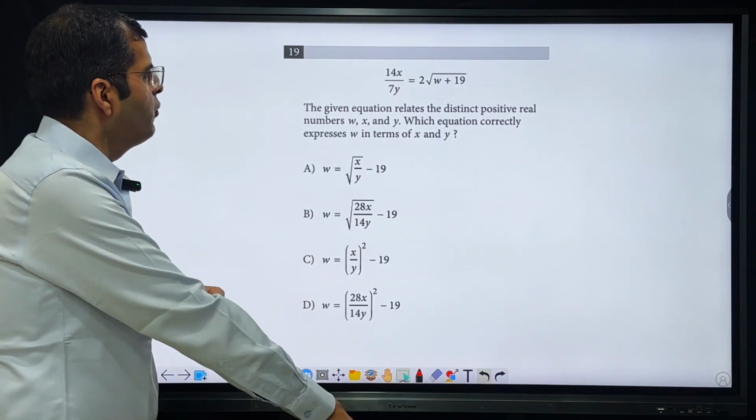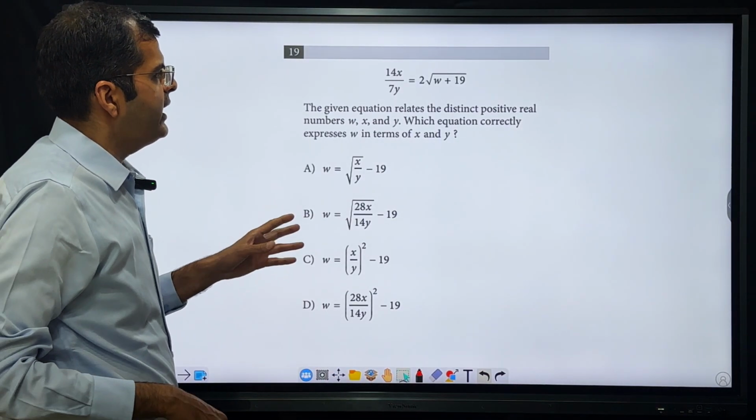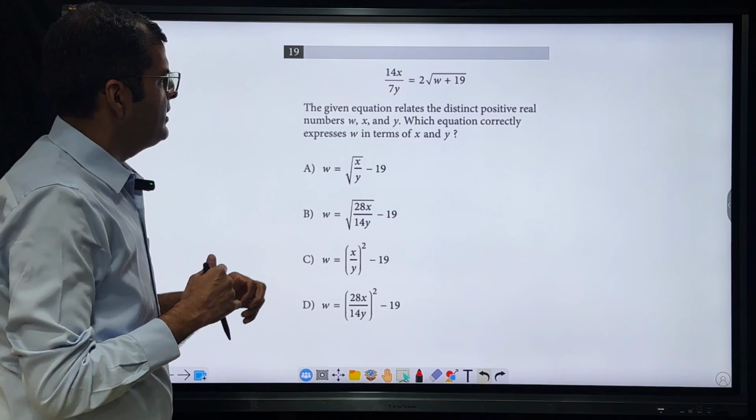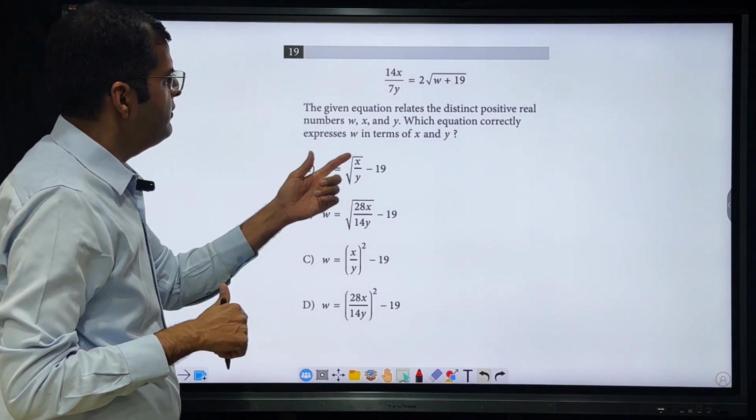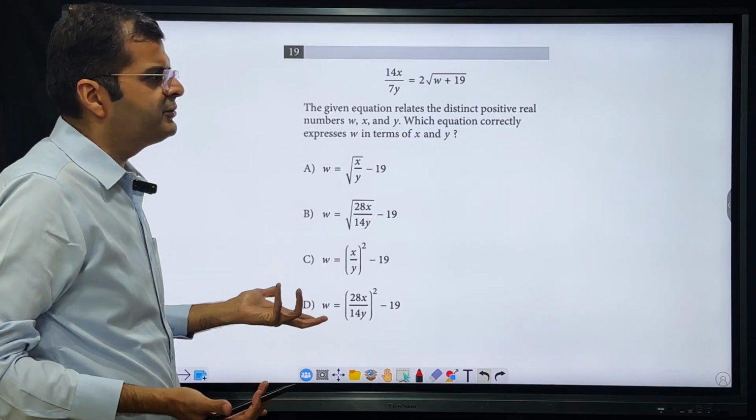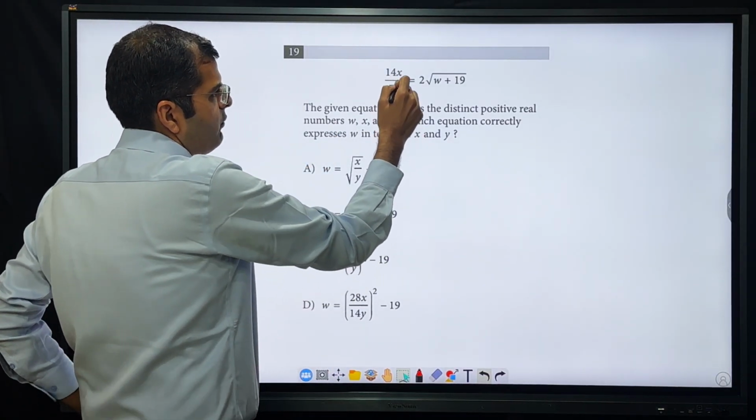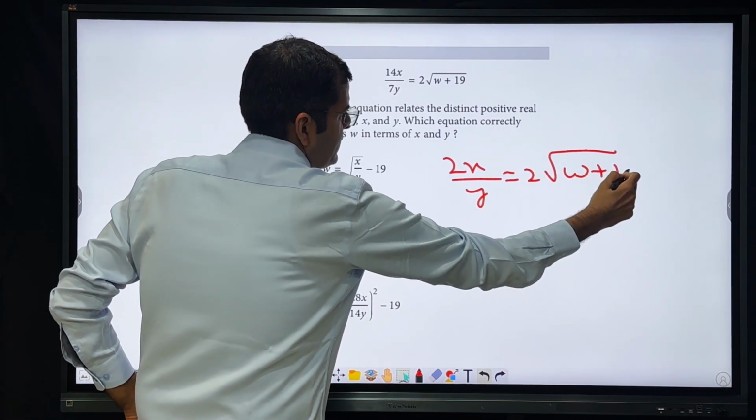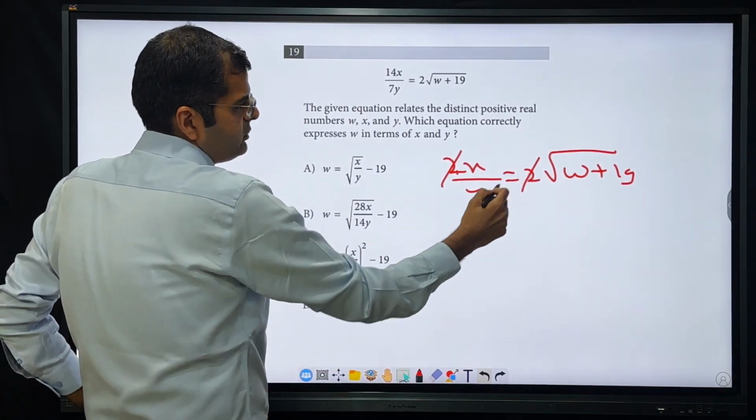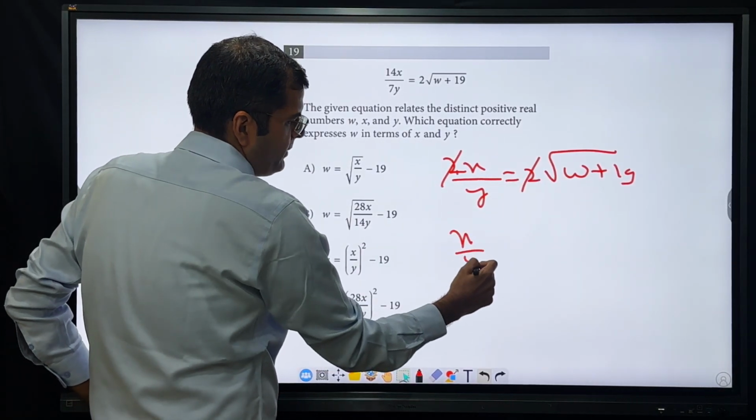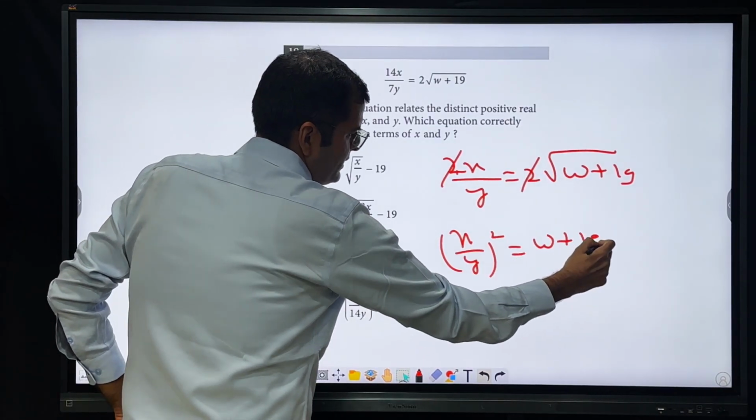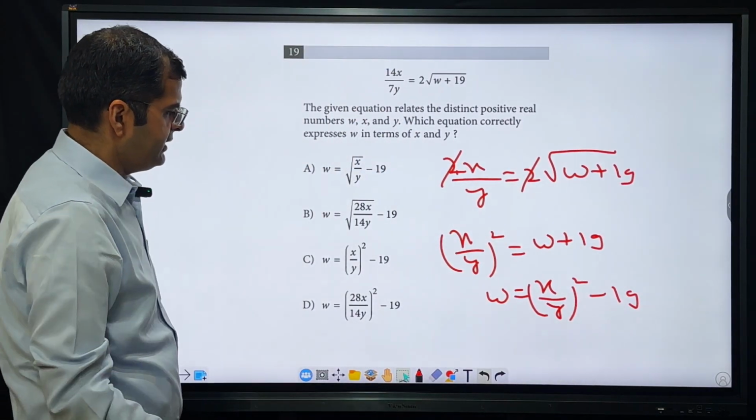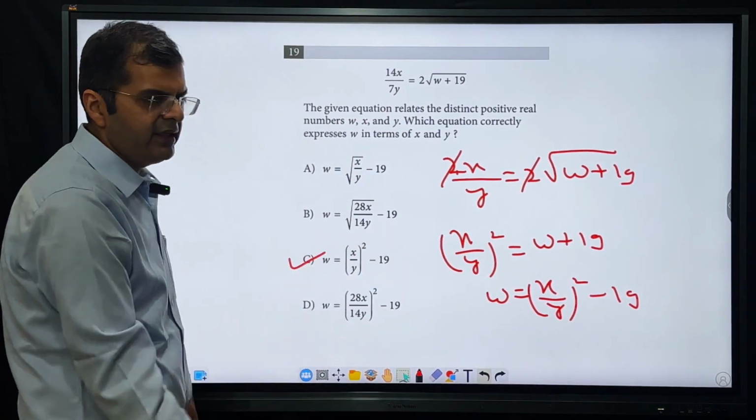Now this question says 14x upon 7y is equal to 2 times square root of w plus 19. The given equation relates distinct positive real numbers w, x and y. Which equation correctly expresses w in terms of x and y? Again, pretty straightforward. 14x by 7y, I can write as 2x by y is equal to 2 times square root of w plus 19. 2 goes away, and squaring both the sides, this becomes x by y whole square is equal to w plus 19, or w is equal to x upon y whole square minus 19. That is the answer. Answer option C is correct.